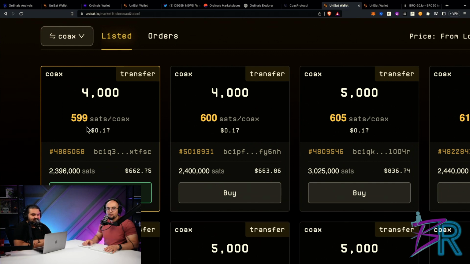So here we go. This is the live listing price. This is the floor price right here: 2 million sats, which is around $660. This guy's selling 4,000 of them, 4,000 tokens, at 599 sats per Coax.